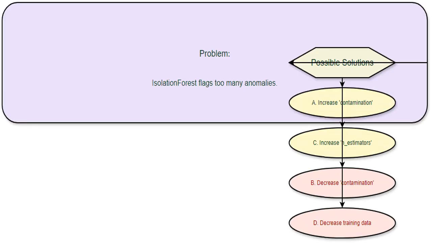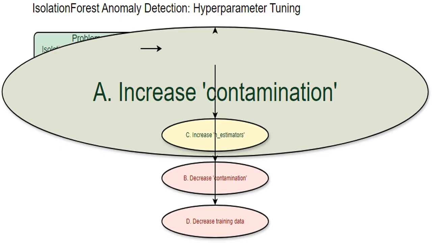My IsolationForest model is incorrectly identifying too many data points as anomalies. This means my model is too sensitive, classifying normal data points as outliers. I need to adjust the model to be more accurate. I can increase the contamination parameter. This tells the model to expect a larger proportion of anomalies. It's like saying, hey model, I think there are more anomalies than you initially thought.